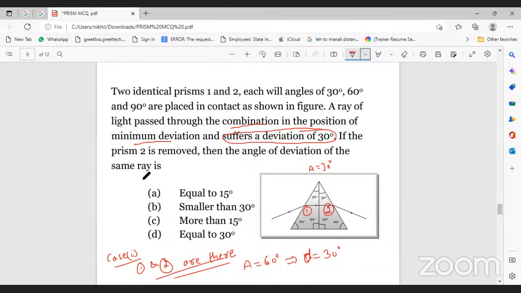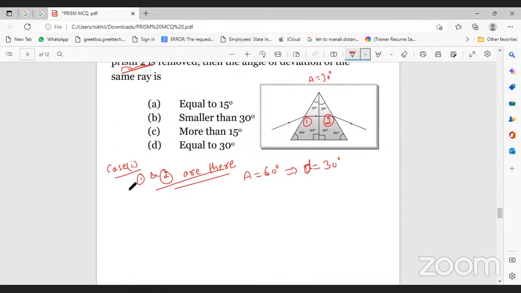Now which prism is removed? The second one. Prism 2. If you remove the second prism, let us say case 2, what will be the angle of the prism now? 30 degrees. Very good. If one prism is not there, then the angle of the prism becomes 30 degrees.